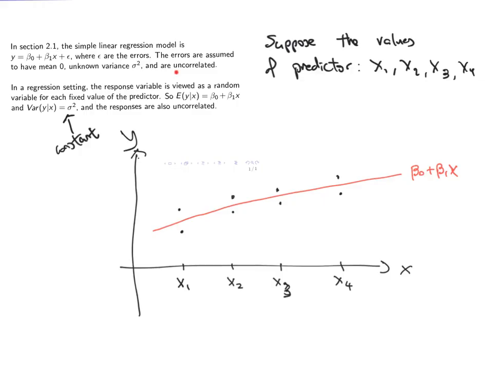The last assumption, about the errors being uncorrelated, is a little bit difficult to ascertain and to view in a scatter plot. We'll be looking at some other plots in a future module to show what that means in context.